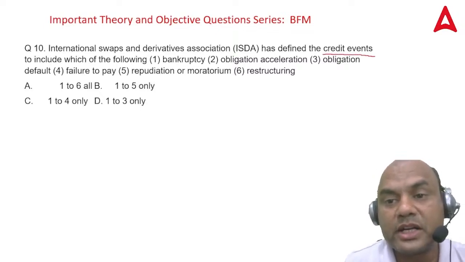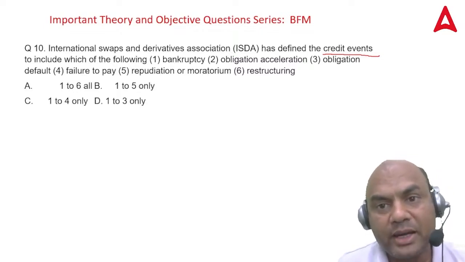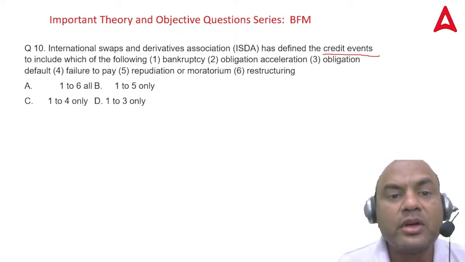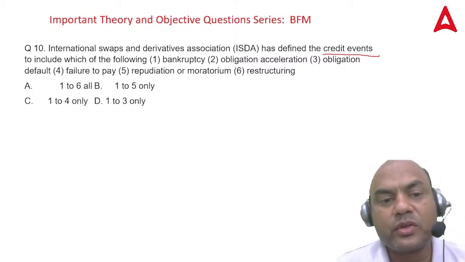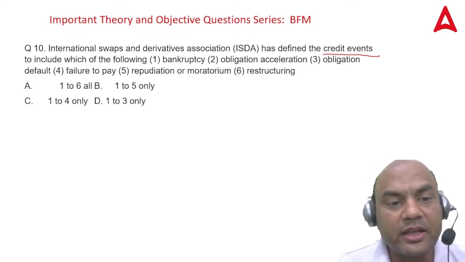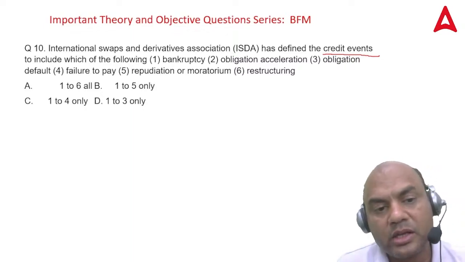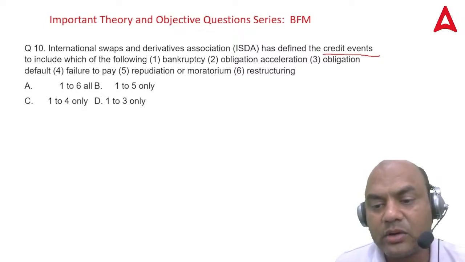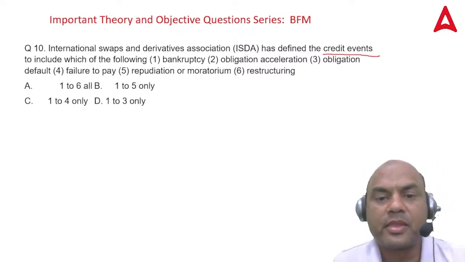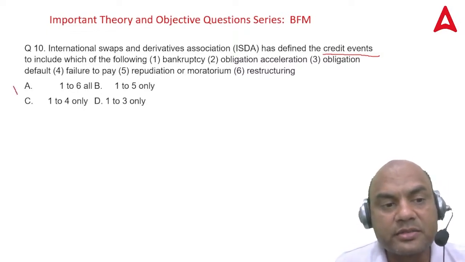Now 3 events we have already seen: prepayment, then NPA, right? Let's remember 2 only. So 2 of them might be here only: obligation, repudiation, restructuring, obligation acceleration. So what is the answer? 1 to 6 all, that is A. B is 1 to 5 only. C is 1 to 4 only. D is 1 to 3 only. So what is the answer? A, B, C or D? Remember, 1 to 6 all, that is the correct answer.